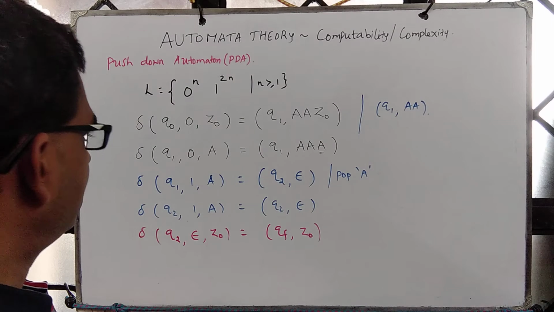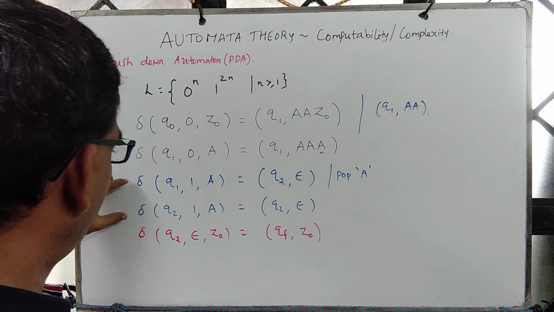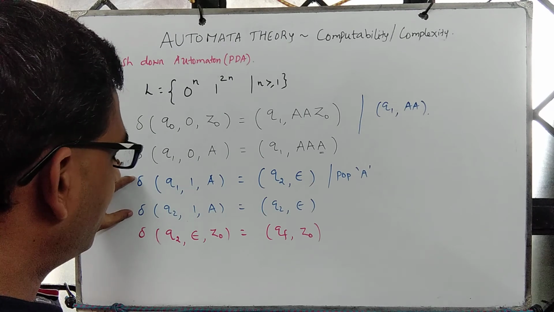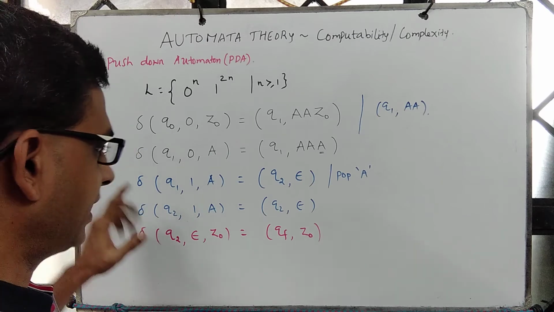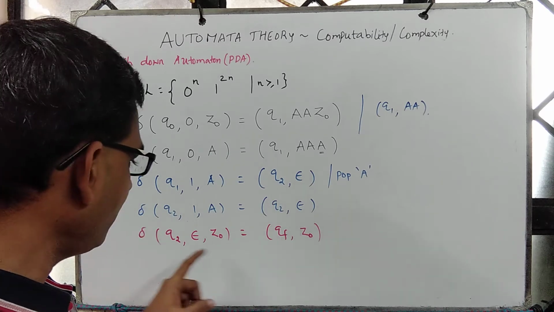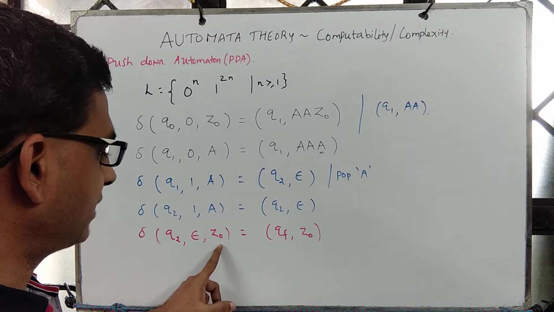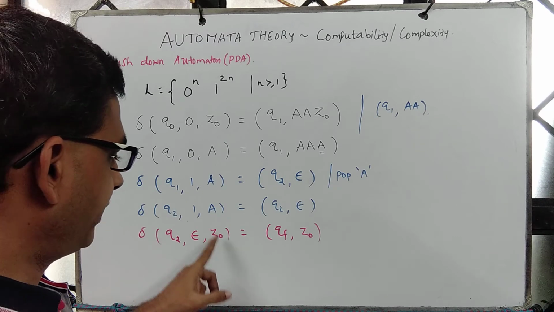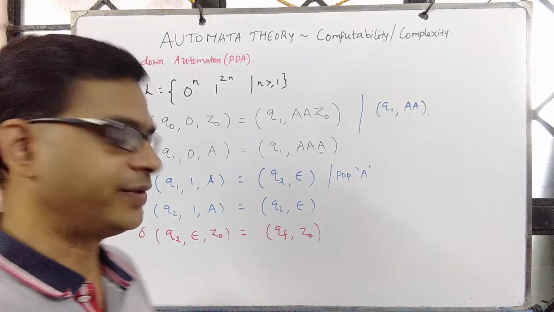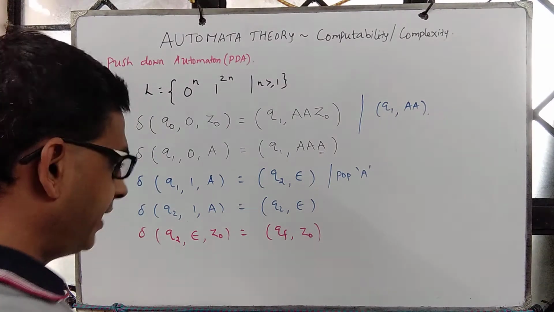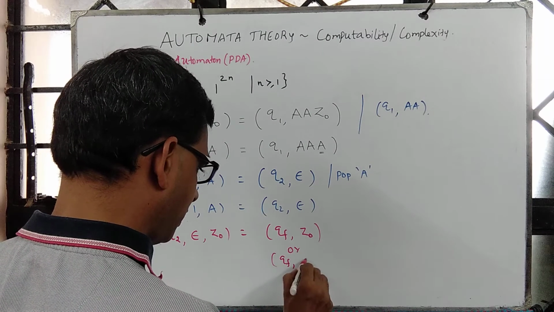Fine. So this ensures 2n A's are pushed onto the stack, which means when you start scanning the ones, you see that there are 2n A's on the stack. If it is a valid string, you will exhaust the input, which means 2n A's are popped out of the stack. The top of the stack will be Z0. You accept and reach the final state QF. You can also empty the stack. You can write this or empty this.